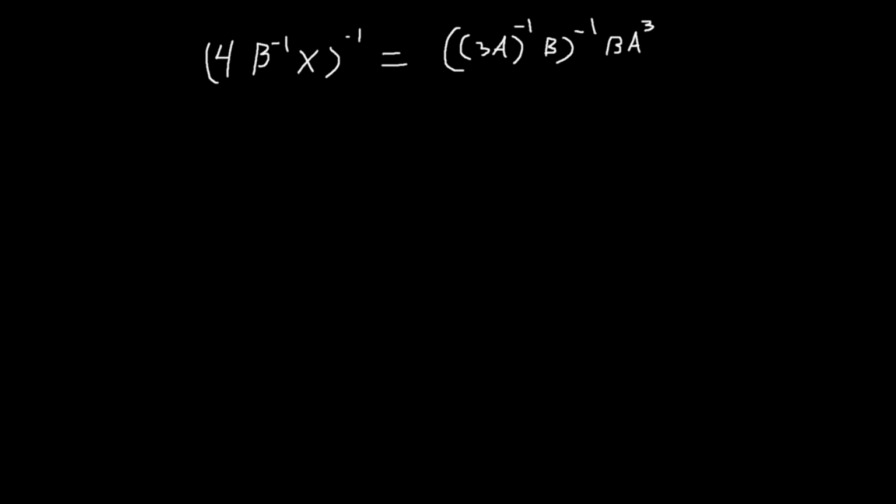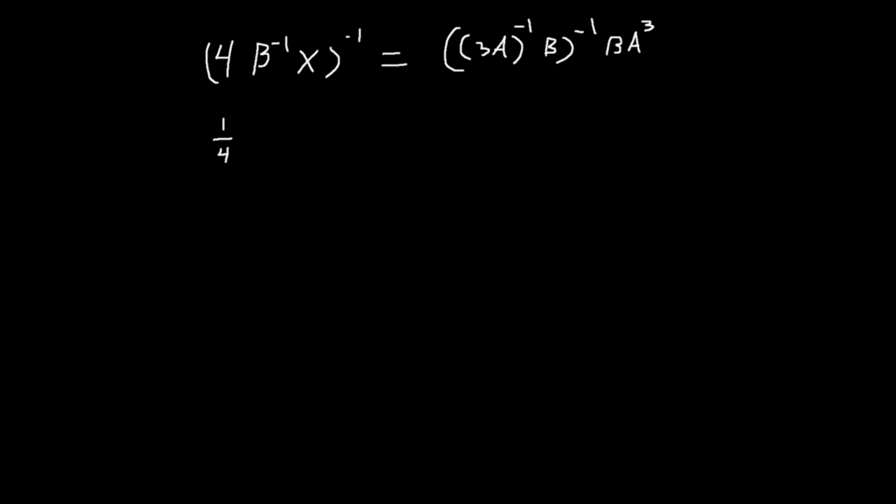All right, so in this video, we're trying to solve for x in the following equation, where b, a, and x are matrices. To start out, I think we should simplify the left side. And so we can go ahead and distribute this inverse in. If we remember the fact that the inverse of a scalar here would be 1 over 4, times the inverse of b inverse x.